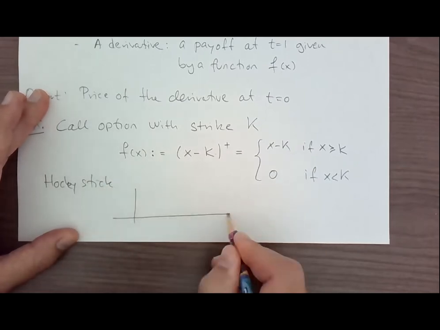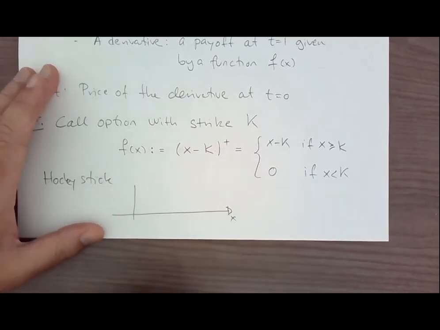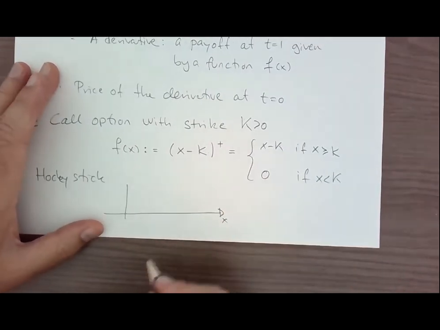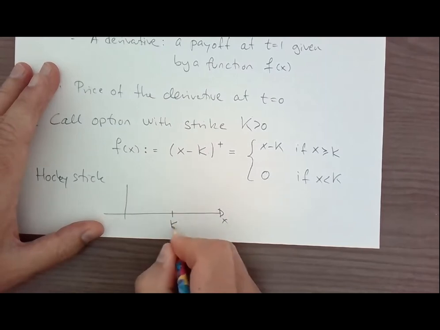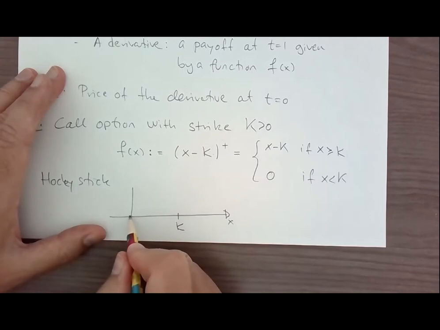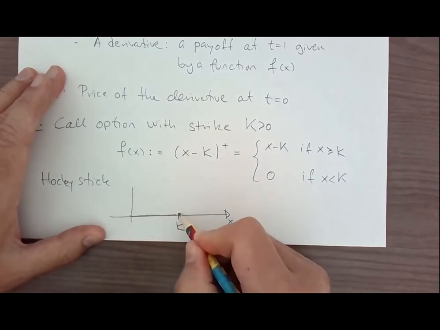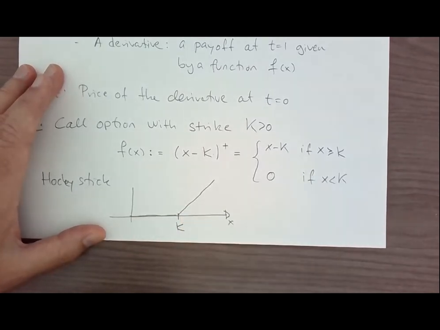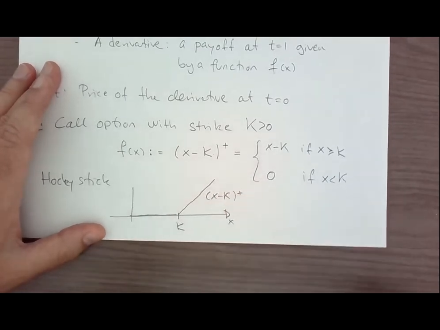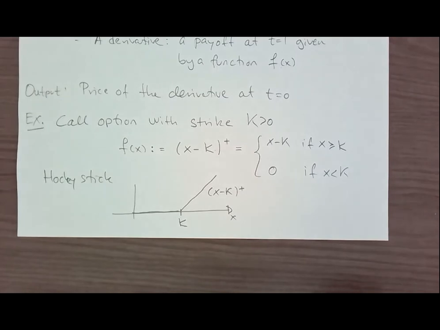Because when you plot it, out here I'm going to have x now. K is some positive number called the strike. So you have k here. And so you see when x is small, you're going to get a 0, 0, 0, and then it comes up like that. This here is x minus k positive part. So this is a hockey stick.